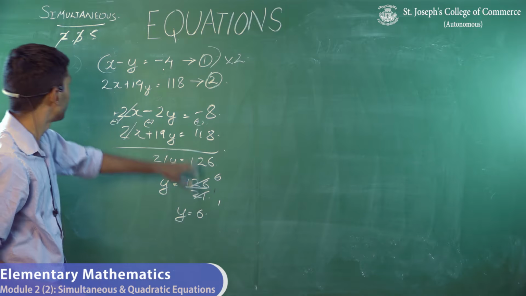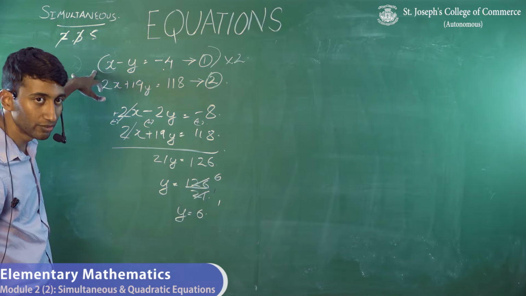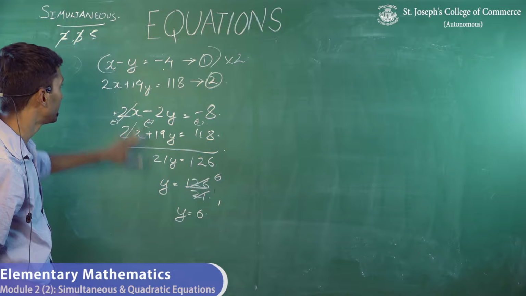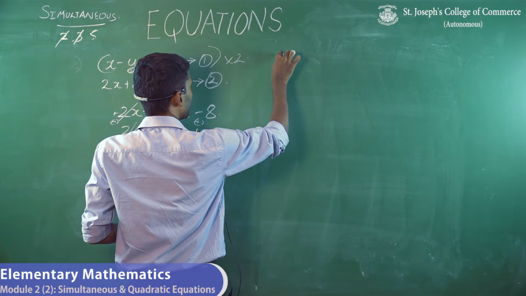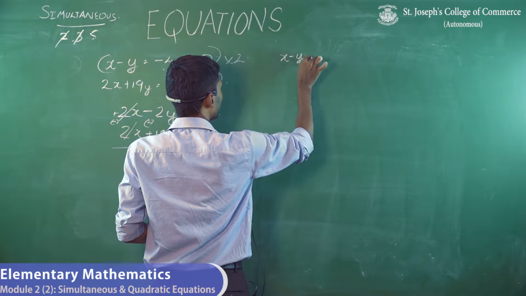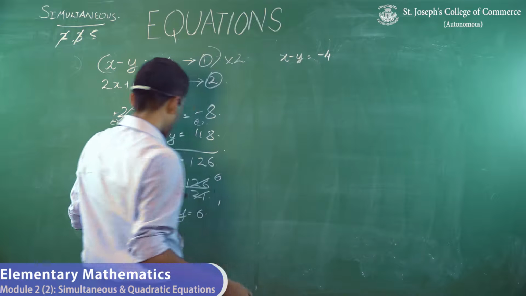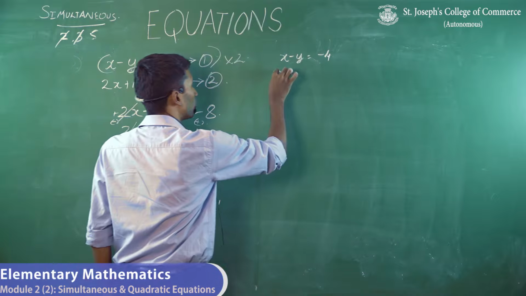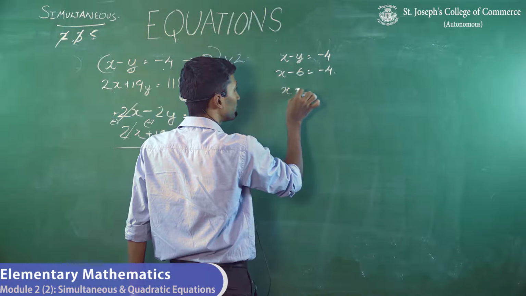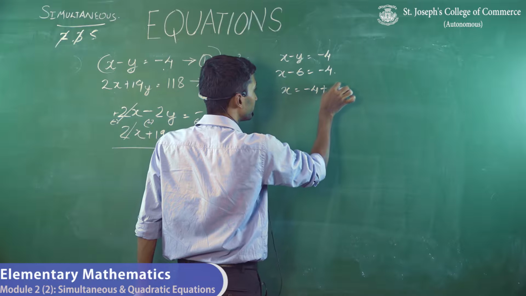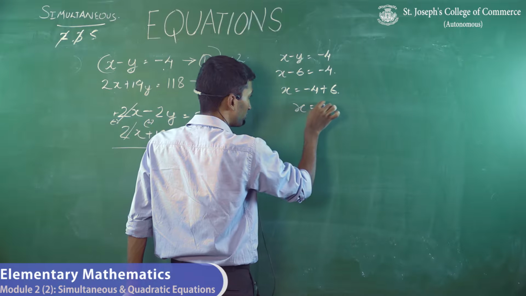Now take the same thing and substitute it back into one of these equations to get x. What I'll do is I'll take the first equation, x minus y is equal to minus 4. y is 6. So x minus 6 is equal to minus 4. x is equal to minus 4 plus 6. x is equal to 2.